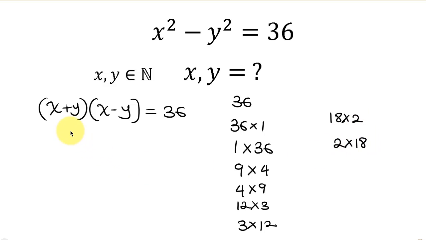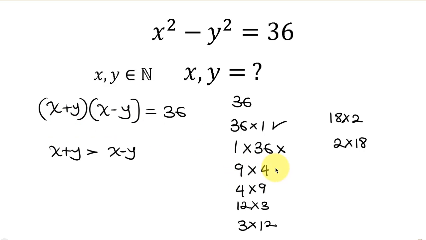Very good. Now, there is something we need to know about these factors on the left-hand side. That x plus y, which is this first factor here, is always bigger than x minus y. So if we are comparing, that means our first factors from here should always be bigger. Now, look at this. 36 is bigger than 1, so we're going to take that. 1 is less than 36, so we'll reject that. Remember, our first factor must be bigger than the second factor.